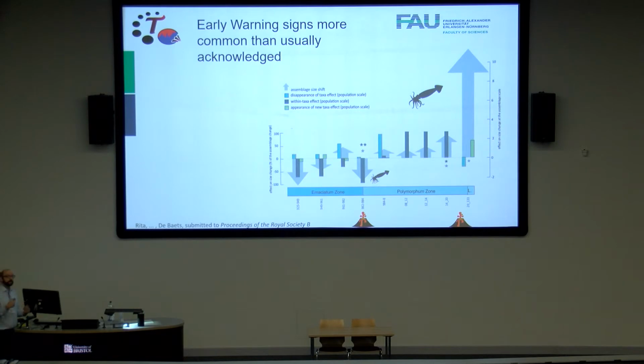What if we would look at, for example, belemnites? Yeah, so it's maybe a complicated graph. I will try to walk you through it. So basically, these are just some zones. So this is the boundary between the Pliensbachian and Toarcian, and this is the Toarcian. So I took the liberty of representing this by two volcanoes.